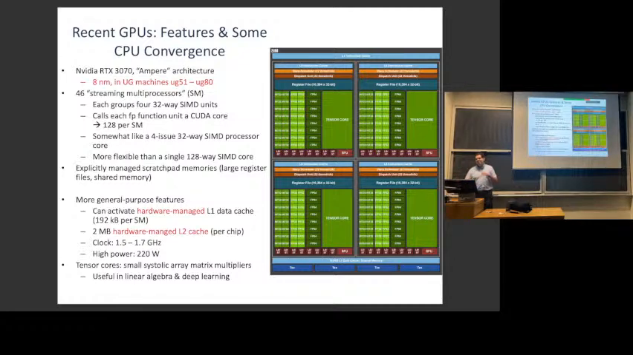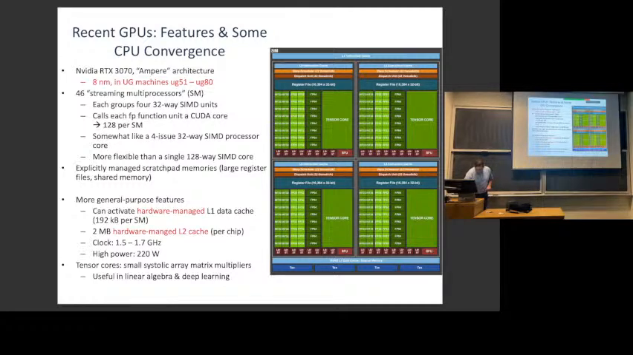So there's some convergence here, right? CPUs are putting more SIMD units in and a few threads. GPUs are putting some caches in to try to make programming a little easier. But there's still significant differences, right? GPUs go much further on SIMD still than CPUs do. They don't have out-of-order instruction issue. Instead, they rely on having a lot of registers and a lot of threads.